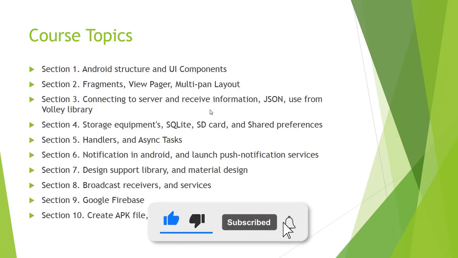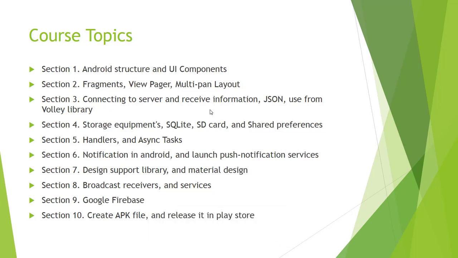Okay, course topics. In this series of lessons we will have 10 sections or 10 parts, and each section will have its own topics. In section 1 we will cover Android application structure and UI components, like what's an activity, what's a view or a relative layout, and buttons. And in this section we will be introduced to XML code and tags, and we will create the layout of an application.